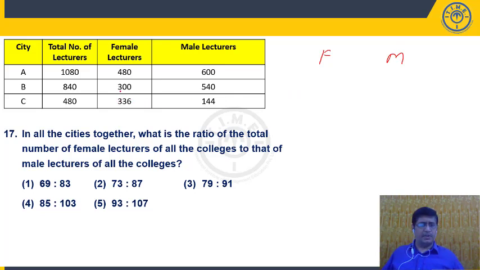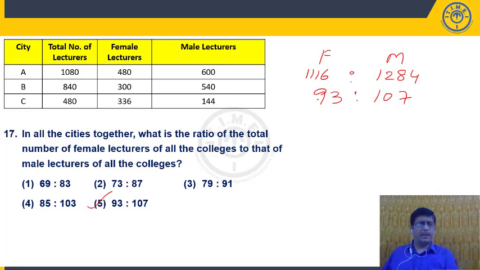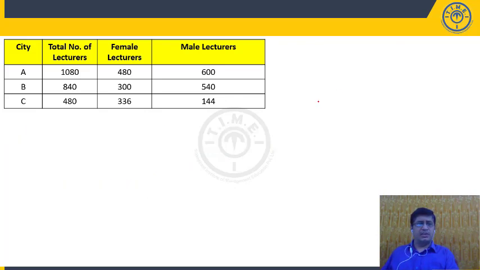Now 400 plus 300, 300 plus 300 is 1000 plus 116. So what is the result? 1116. And what about the male? So 600 plus 500, 1100 plus 100, 1284. So 1284. Now simplify this. Now the result is 93 is to 107. You just do the simplification. Okay. Now look at the next example.